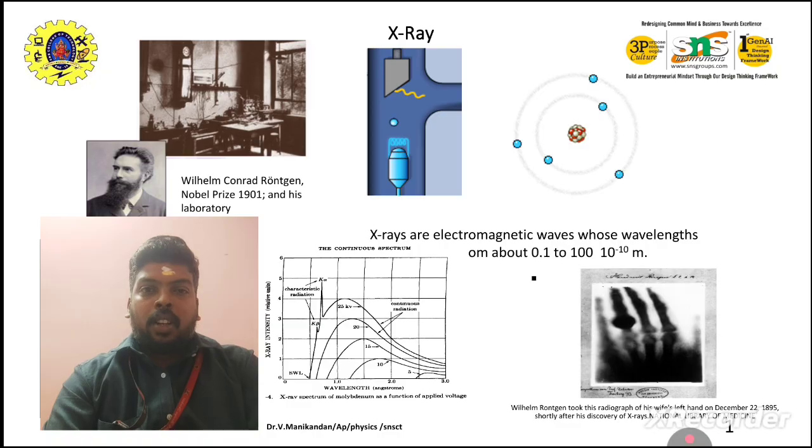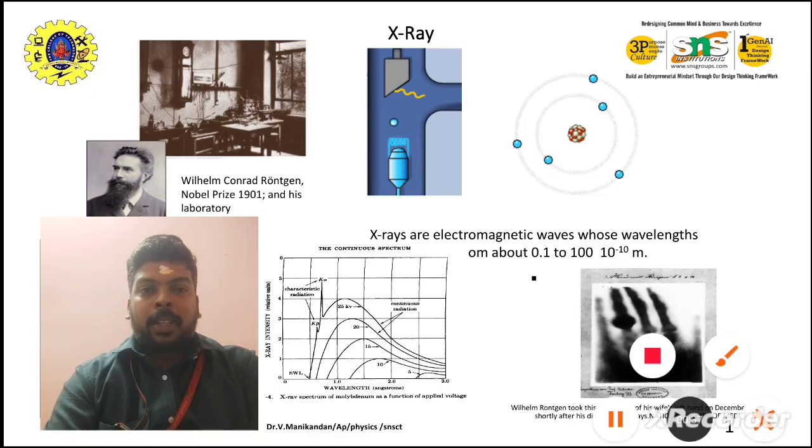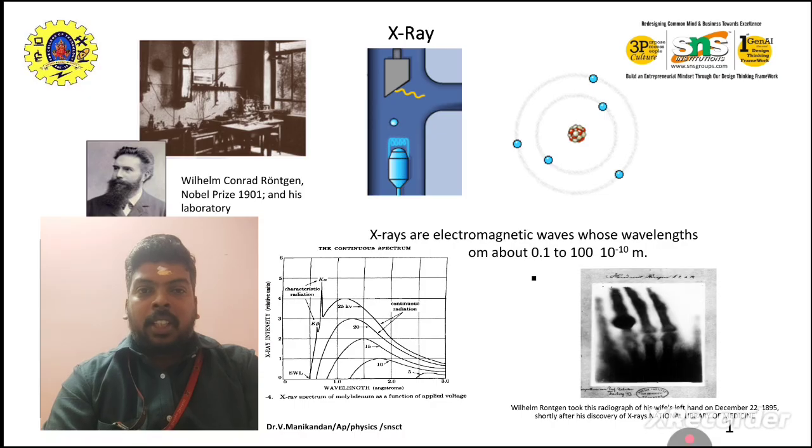He received the Nobel Prize for this invention. It was in his laboratory that the first X-ray photograph was taken, of his wife's hand. We already know that X-rays are electromagnetic waves whose wavelength is about 0.1 to 10 to the power minus 10 meters. X-rays are mainly used in medical diagnosis, but they are also used in various other fields, particularly in the determination of crystal structure.